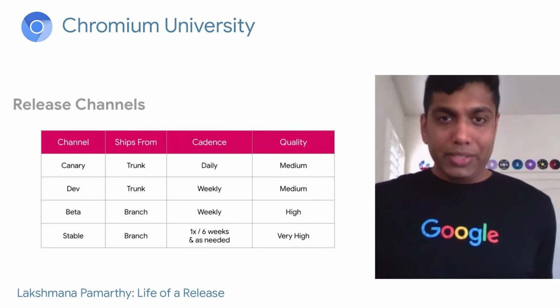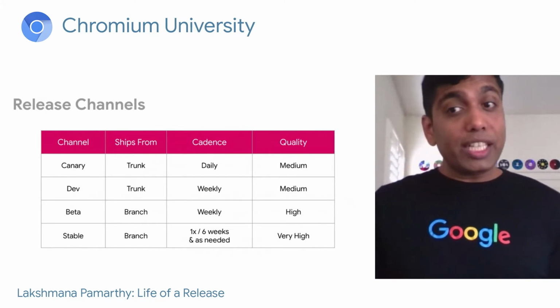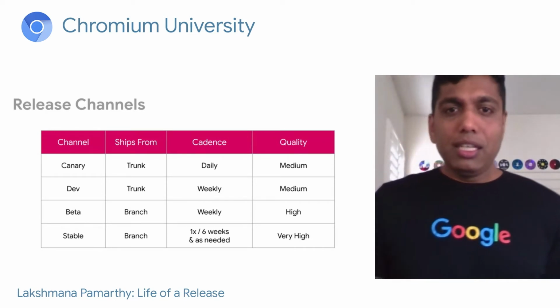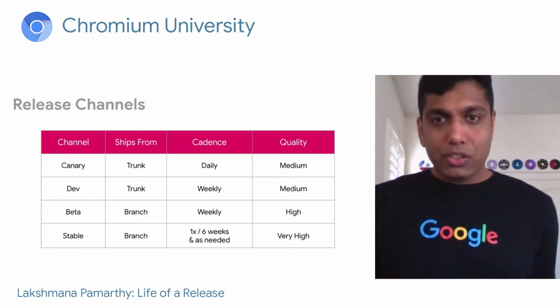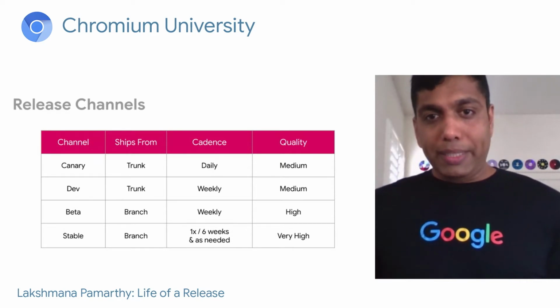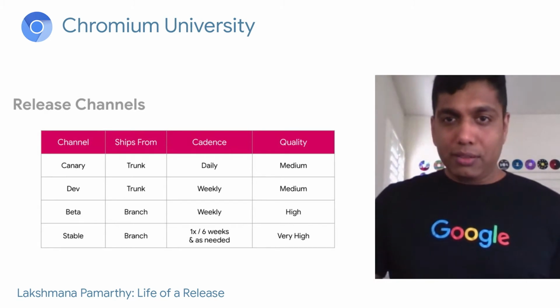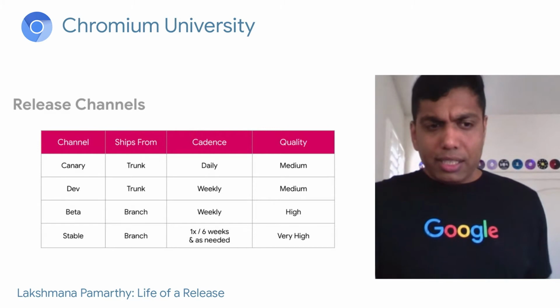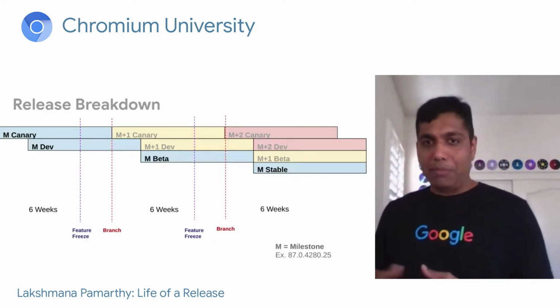Canary is updated every night, Dev is updated weekly, and Beta is updated weekly from the branch that is targeted to that particular milestone. Stable is once every 6 weeks from the branch, and then you can also expect respins as needed. So those are the 4 channels with the different quality levels. The next slide talks a little bit about how the release breakdown happens.